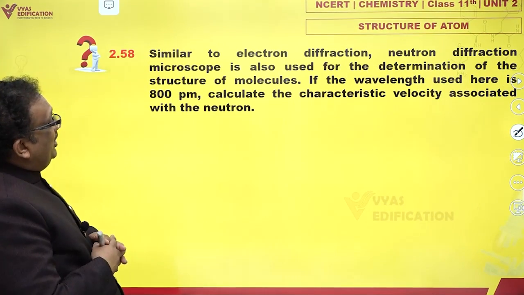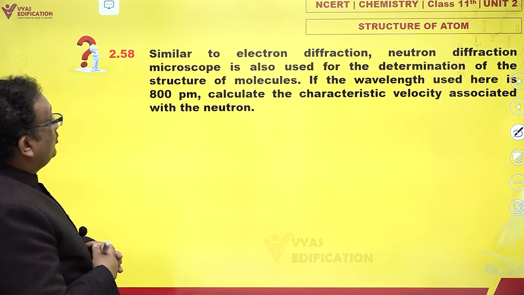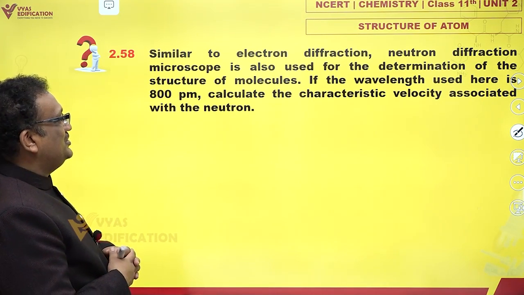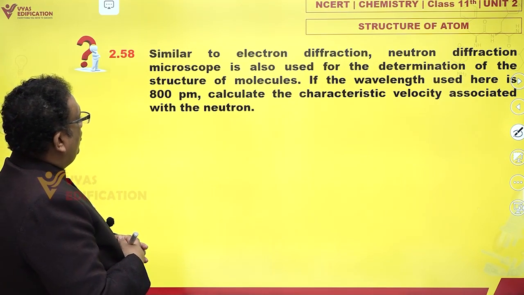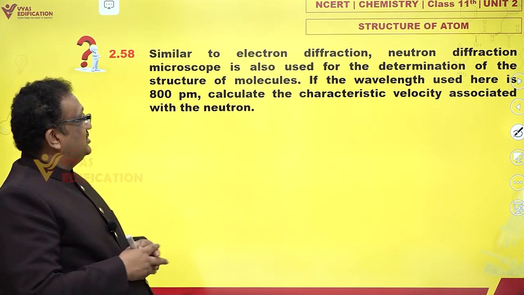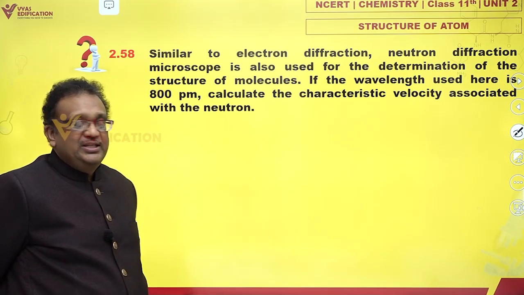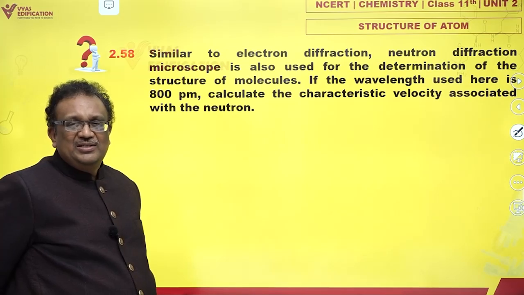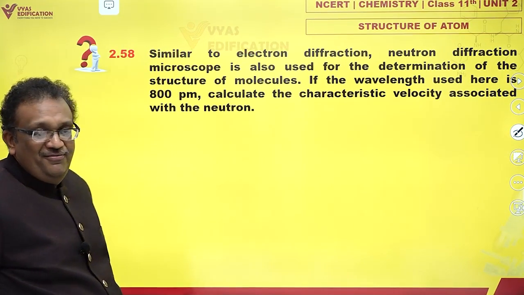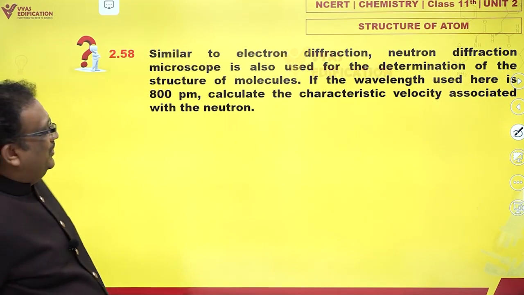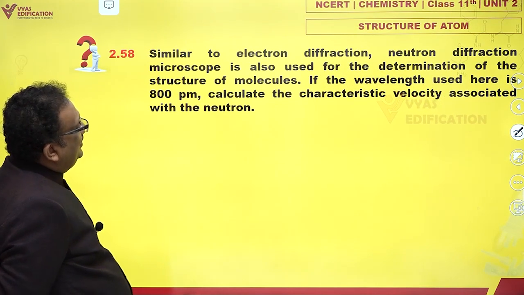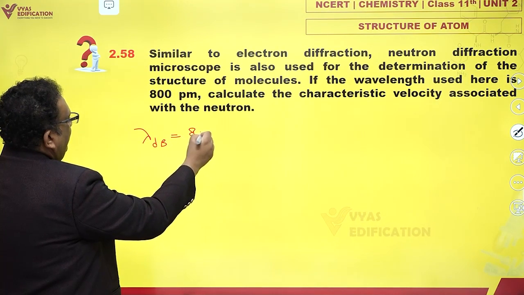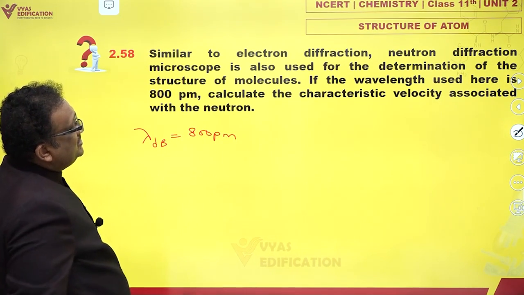Very small. Similar to electron diffraction, neutron diffraction is also used for the determination of the structure of molecules. If the wavelength used here is 800 picometers, calculate the characteristic velocity associated with the neutron. How do we do this? This sounds ugly enough. It is. It's just calculation, but nonetheless, let's do that. We have the de Broglie wavelength as 800 picometers.